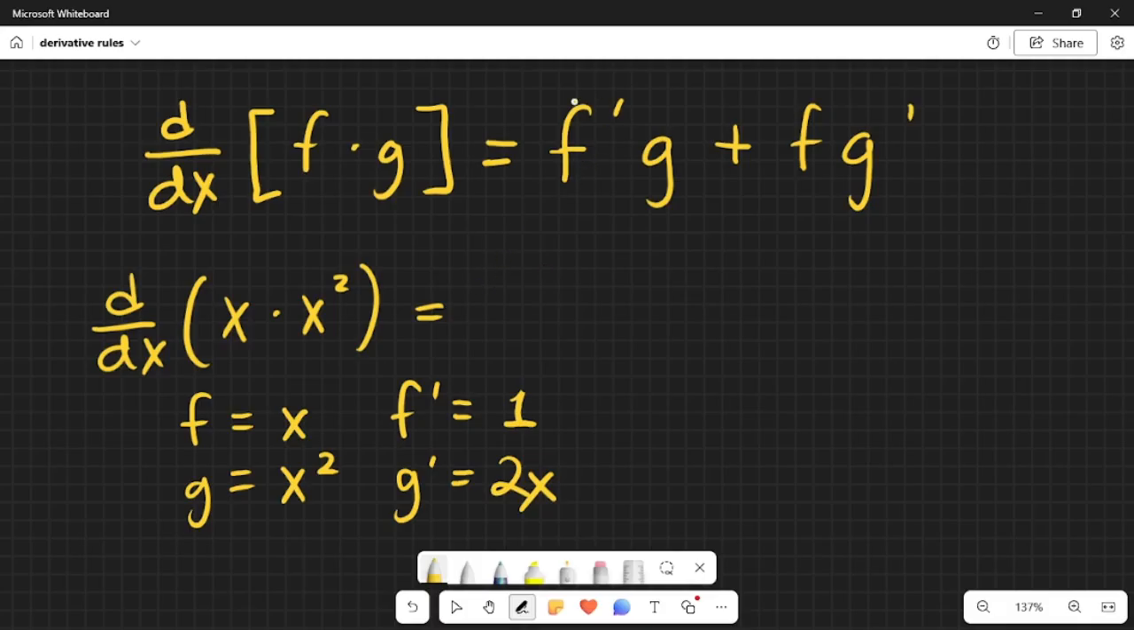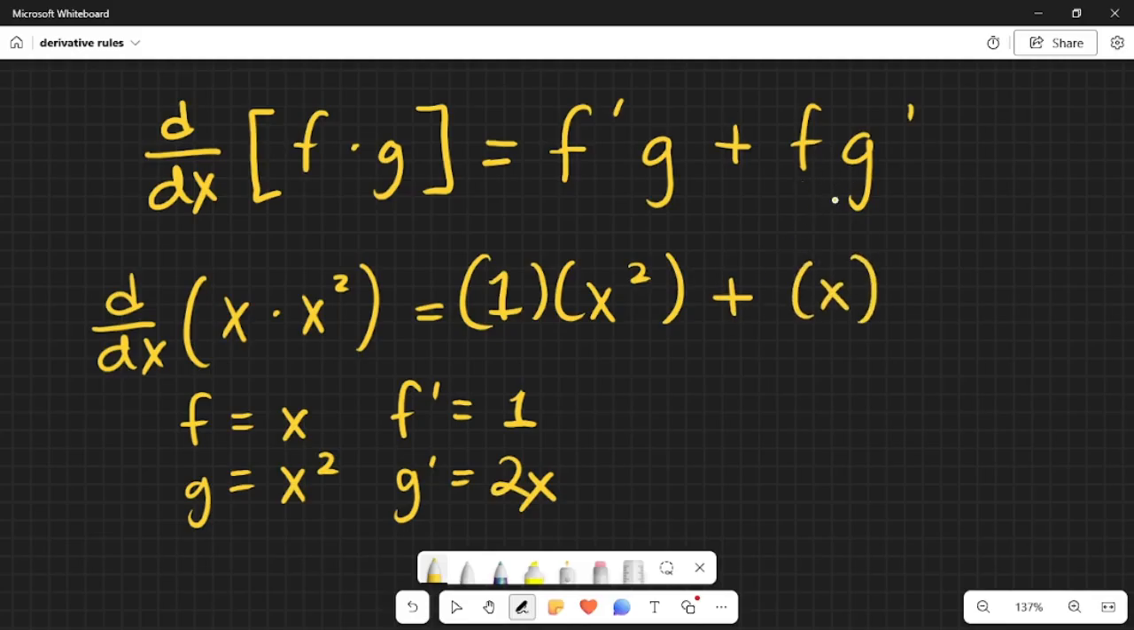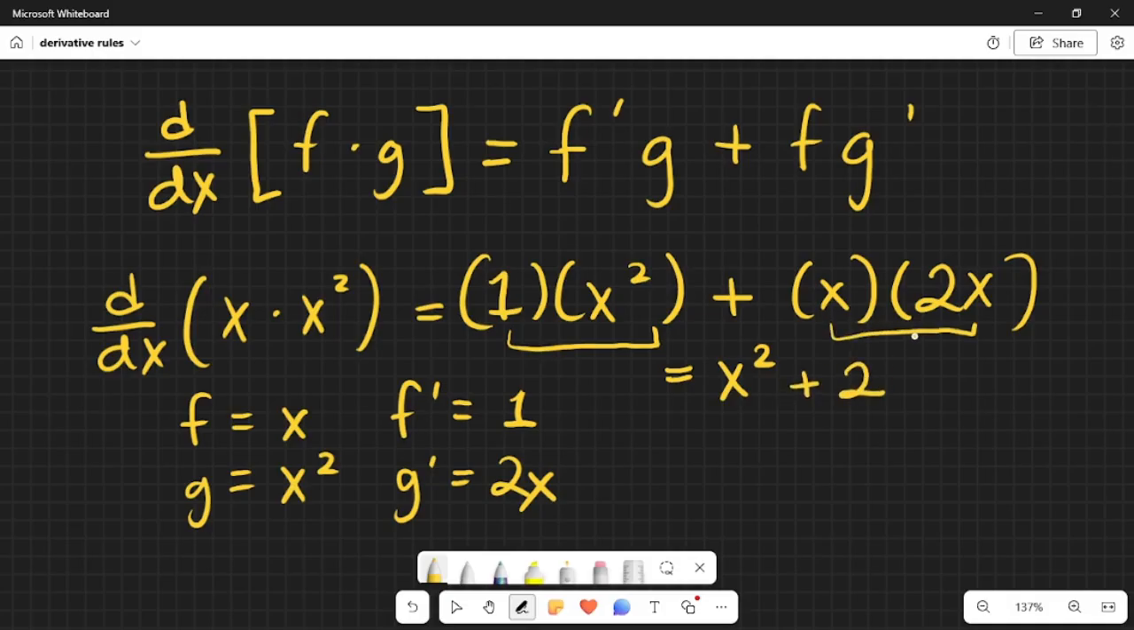Now, the derivative of f is 1, g is x squared. We're going to add it to f, which is x, and then we're going to put the derivative of g here. Now we're going to simplify this. 1 times x squared is x squared. x times 2x is 2x squared. Since these variables have the same base and the same exponent, we can add them. So x squared plus 2x squared is equal to 3x squared.